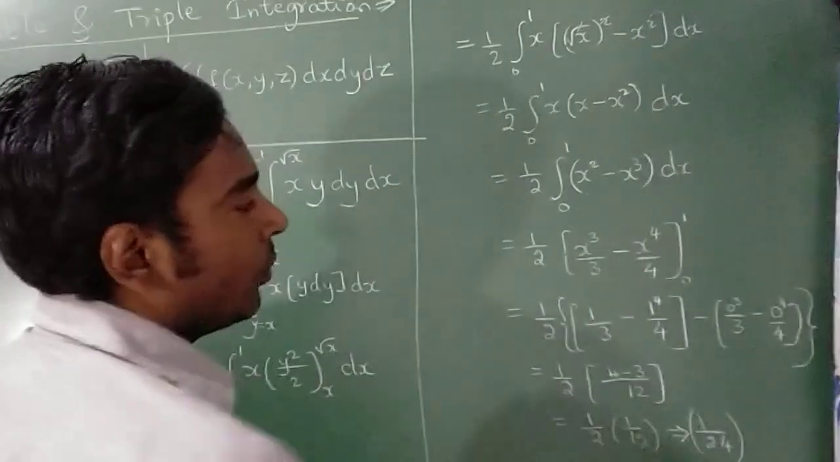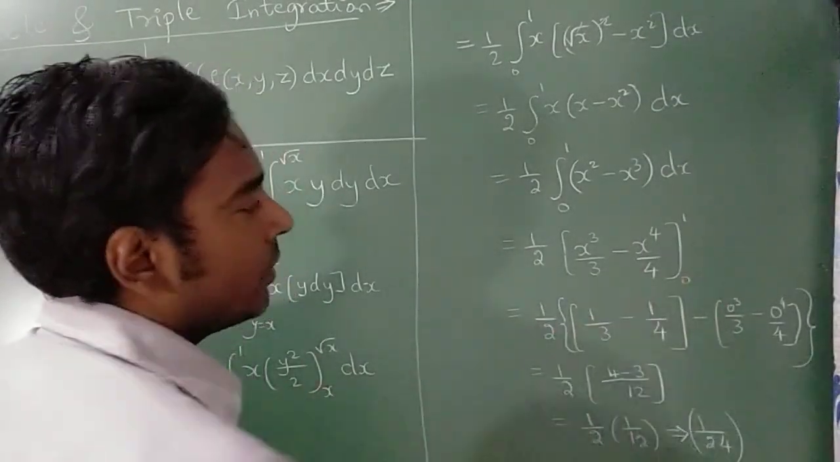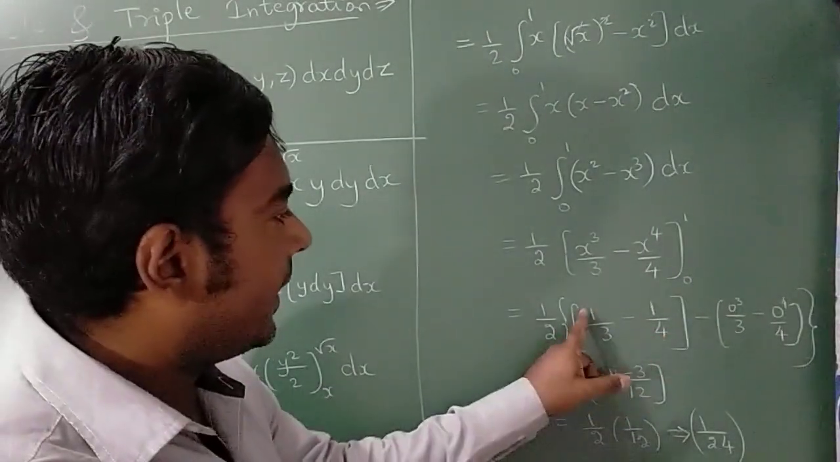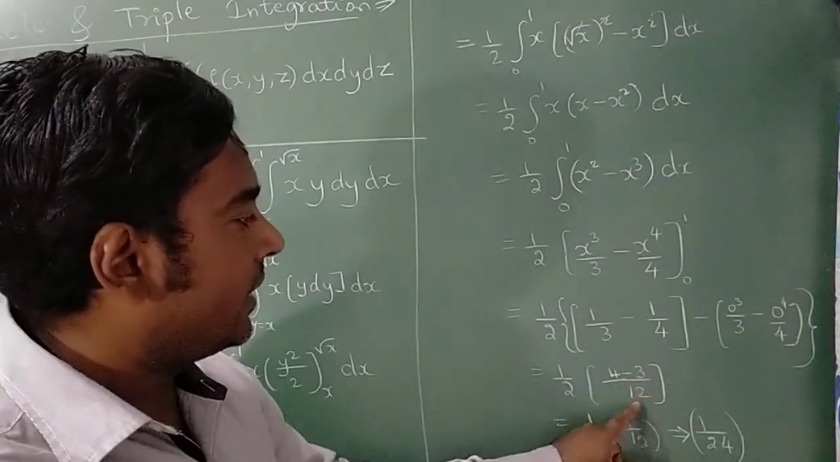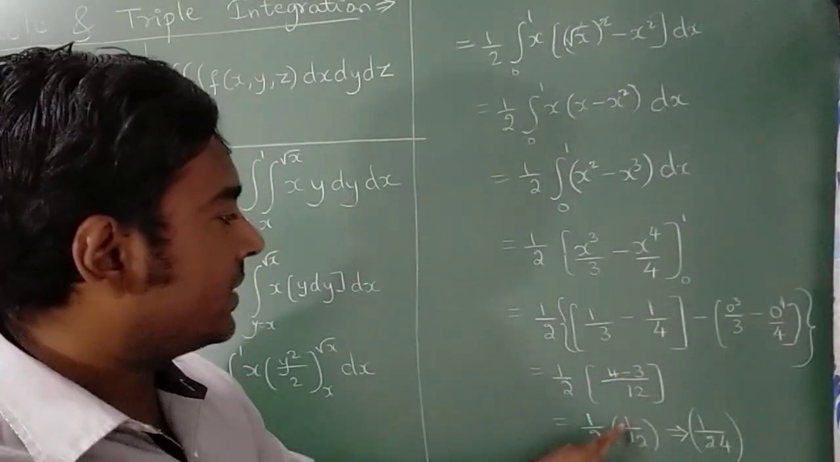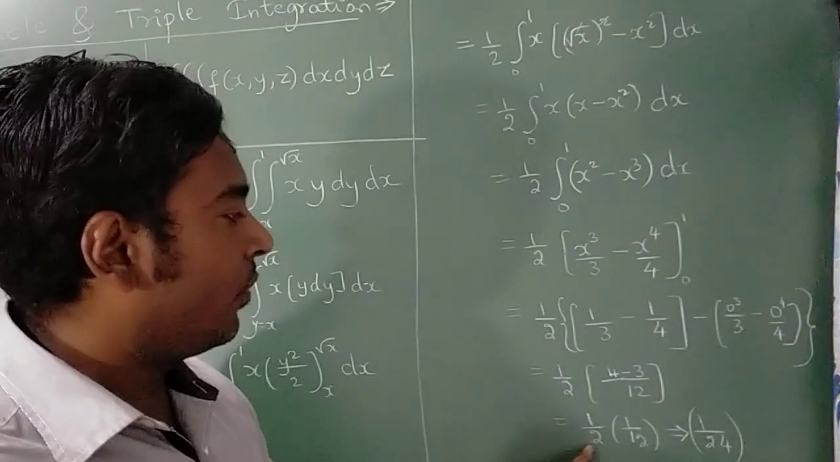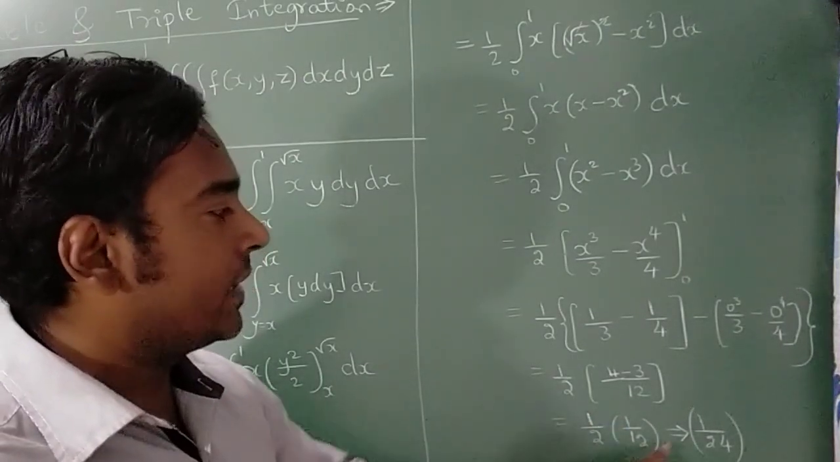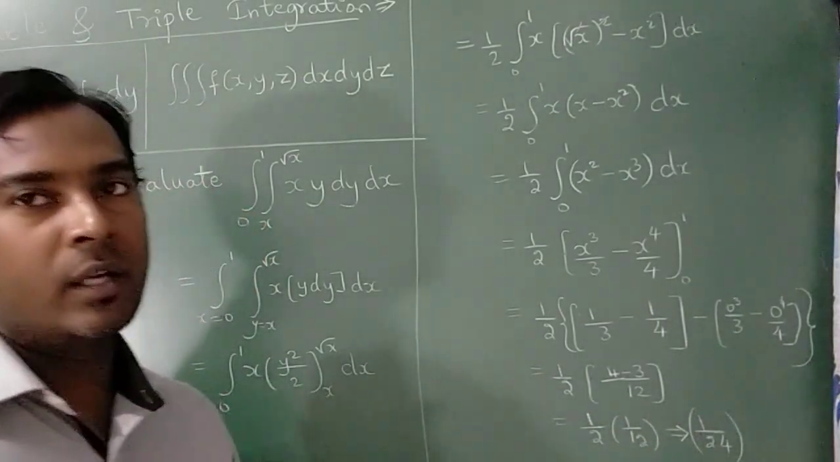Now 1 cube is 1. 1 raised to 4 is 1 itself. So take an LCM. So 4 minus 3 divided by 12. 4 minus 3 is 1. Now here you have 1 by 2. 2 12s are 24. So the answer is 1 by 24.